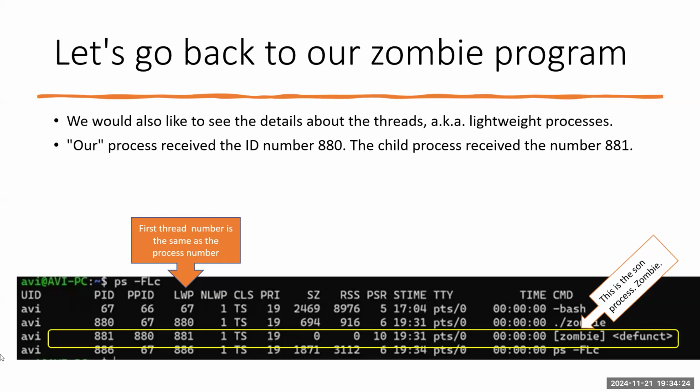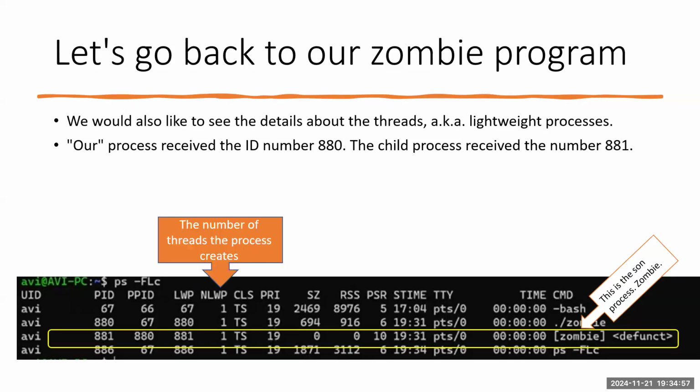Notice it says LWP. LWP is not just a nomenclature that we made up theoretically. It's actually in the operating system referred to as LWP, the lightweight process. And what is the lightweight process for the child? Well, for the parent, what is it? It's 880, the same as its PID. But for the child, it's also the same.